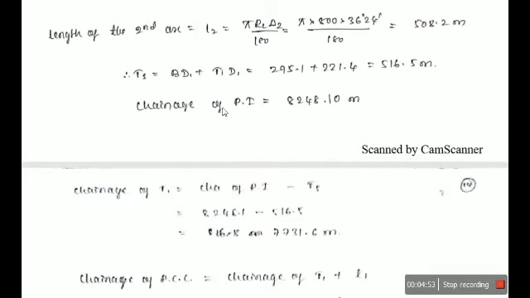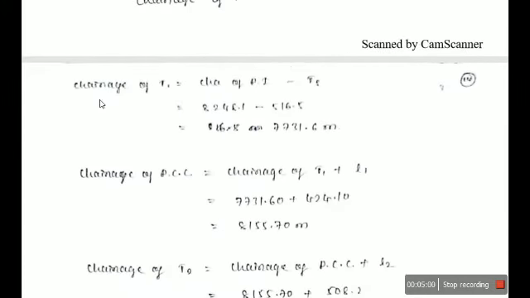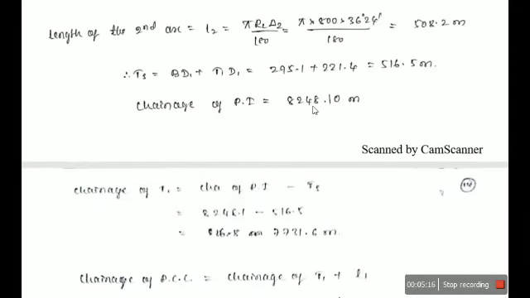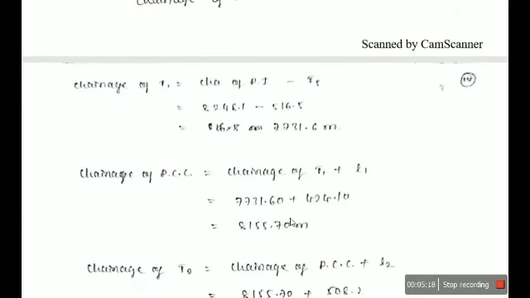That is equal to 516.5 meters. In the problem, they have given the chainage of the point of intersection of the two tangents. Now we have to calculate the chainage at T1, which is equal to the chainage of the point of intersection minus the shorter tangent length, that is TS. Fill in the respective values, and we get the chainage of T1.